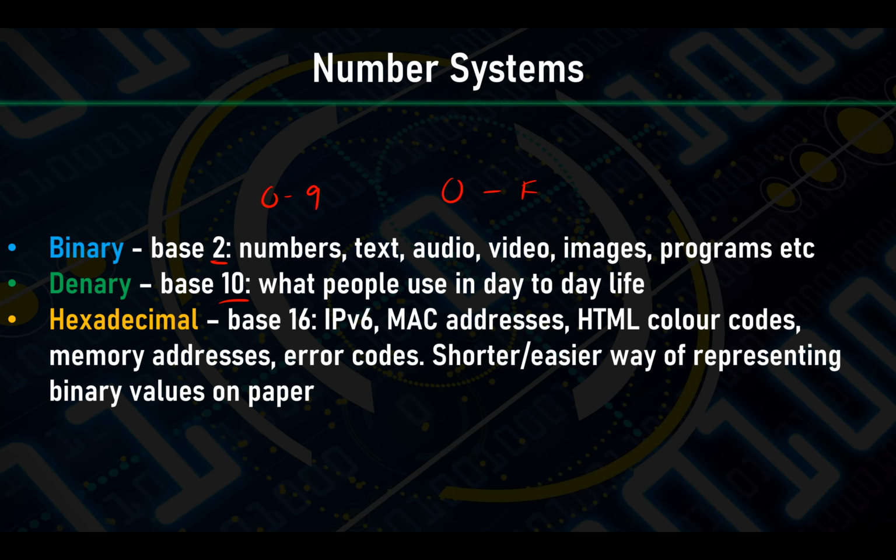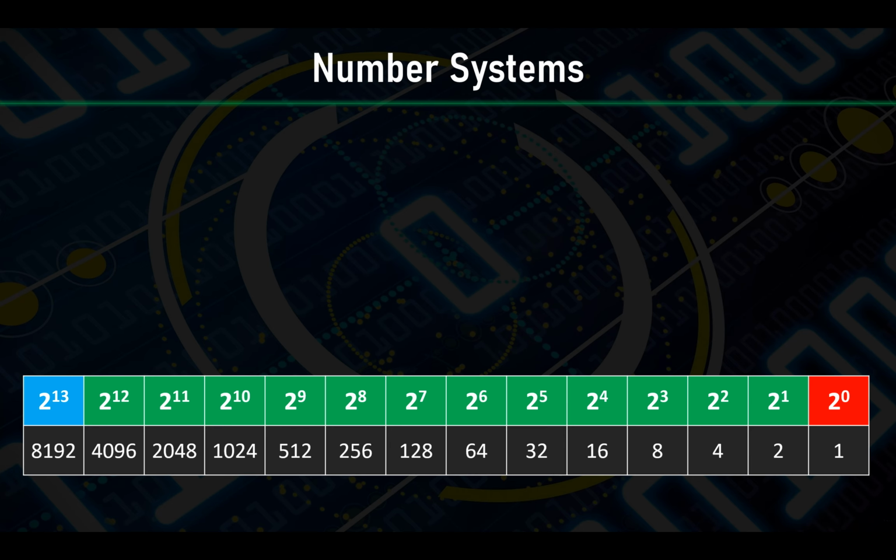I think we will look at this one in more detail in a minute. We said the common use cases were IP version 6, also MAC addresses, HTML color codes, memory addresses, and error codes. And the advantage is that it's a shorter, easier way of representing binary values on paper, because one hexadecimal character is 4 bits, therefore it's just going to be shorter.